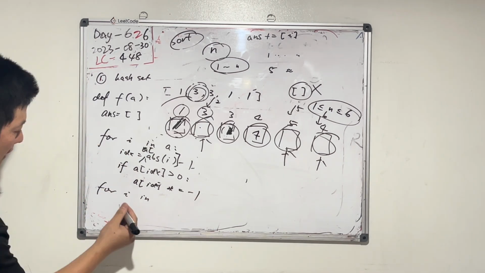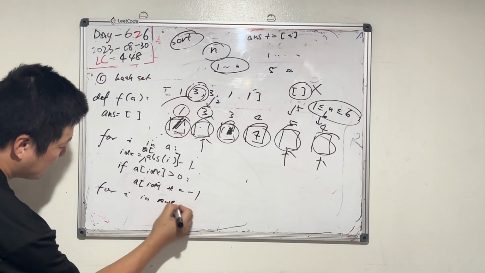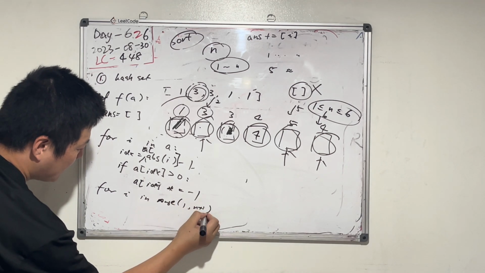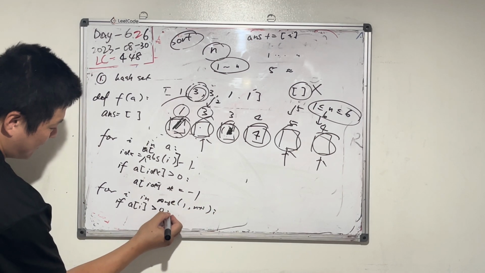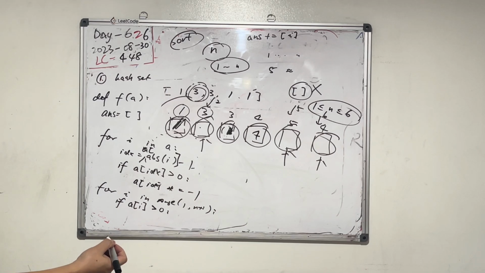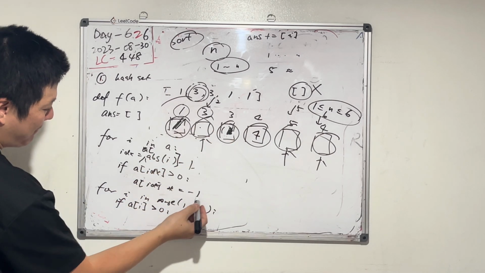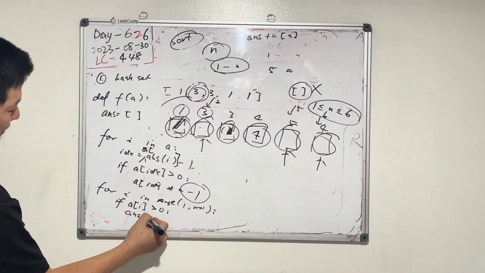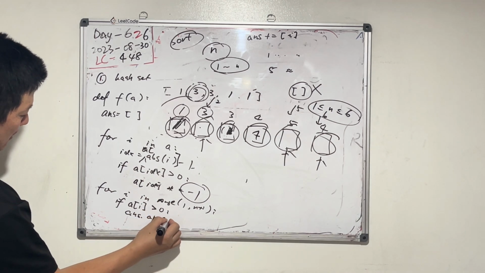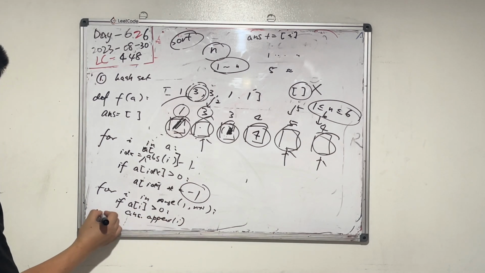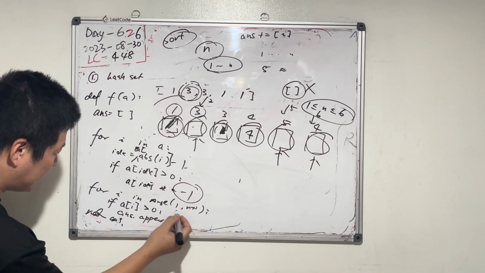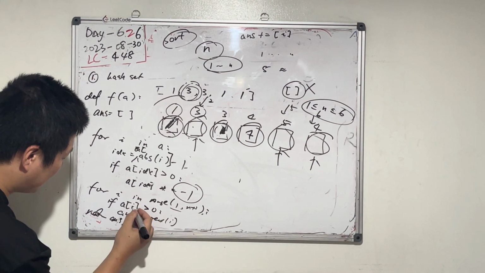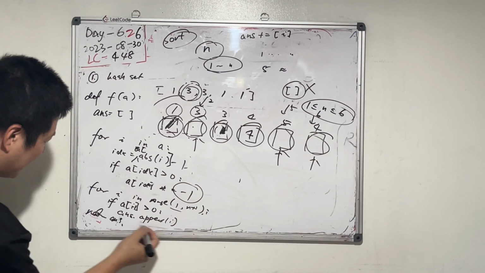And then the second pass, for i in range, start from 1 to n plus 1. If A[i minus 1] is bigger than 0, then it means that we haven't seen this number before. If we see this number, the value will become negative. If we haven't seen this number i, then we append i to answer, and then return answer.